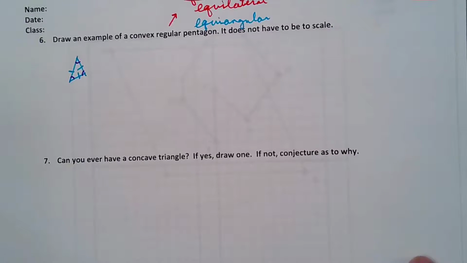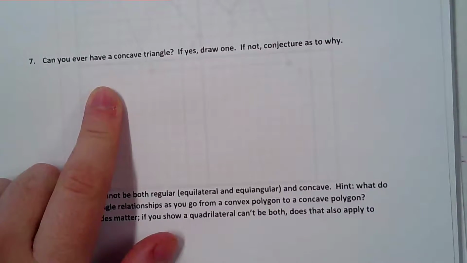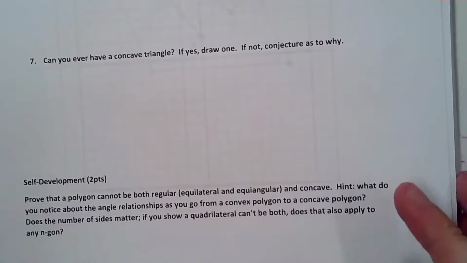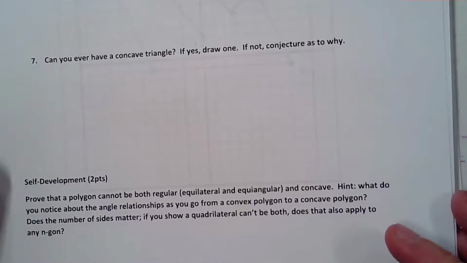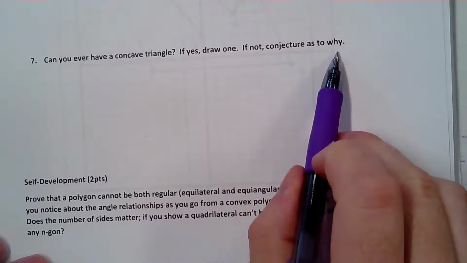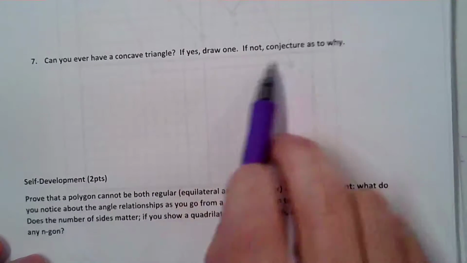Dig? Number 7. Can you ever have a concave triangle? If yes, show me the example, right? That's a really easy way to prove something is possible. Show the example. If not, conjecture as to why that's not true. Okay? Figure that one out.